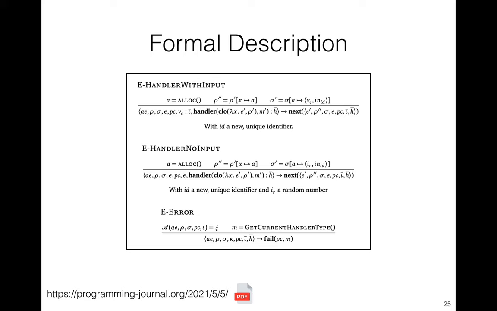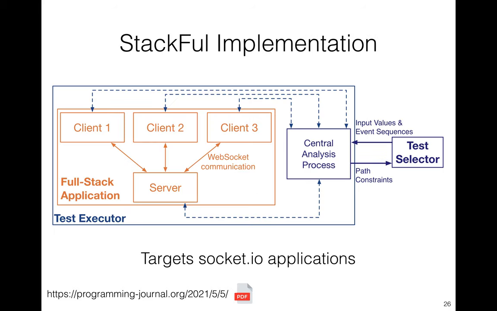For a more complete description of all the mechanisms involved in intra- and inter-process testing, as well as the collection of path constraints, I would like to refer you to our paper. Our paper also includes a precise formal description of these mechanisms, but I will not go into detail on that in this video. For more information on the implementation of Stackful, I would also like to refer you to our paper, which also features a description of the architecture of Stackful. I will point out here that Stackful focuses on full-stack web applications which use Socket.io for communication between client and server, because Socket.io allows for bidirectional communication while being easy for Stackful to intercept.